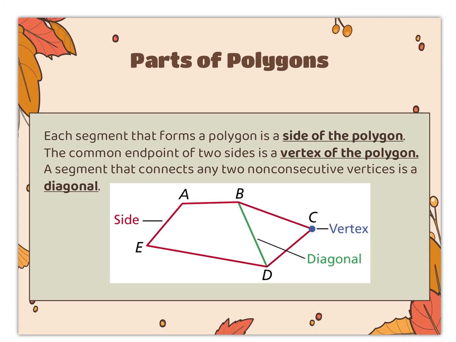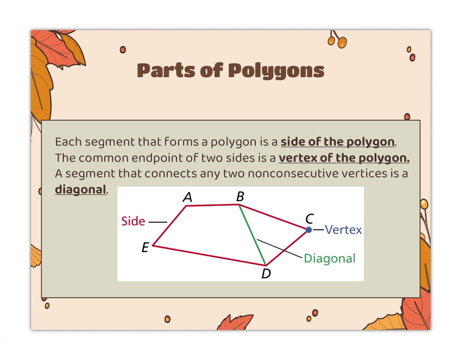Each segment that forms a polygon is a side of the polygon. In other words, segments AE, AB, BC, CD, and ED all form this outer polygon. You have these outer sides and it forms this five-sided figure. Each of those segments is considered a side, and each of those segments meets at a common endpoint. For example, EA and AB meet at A. AB and BC meet here at B.